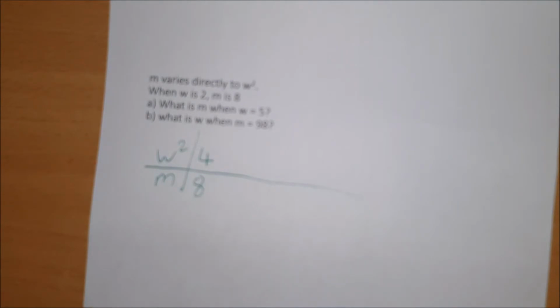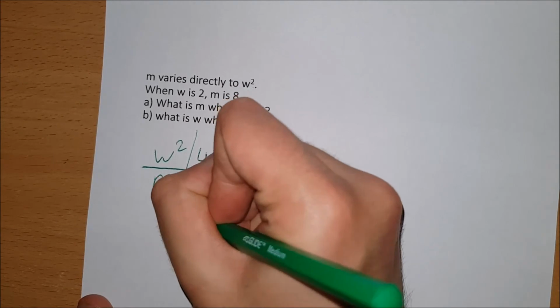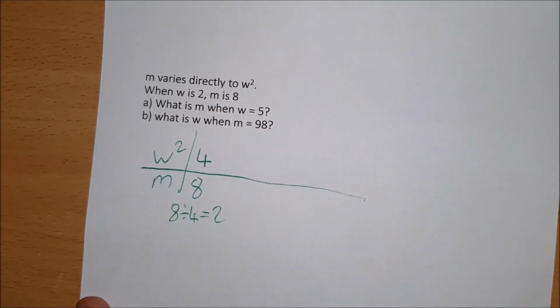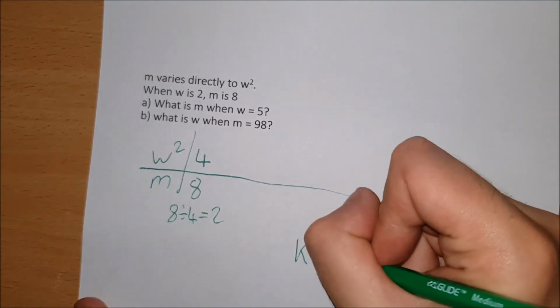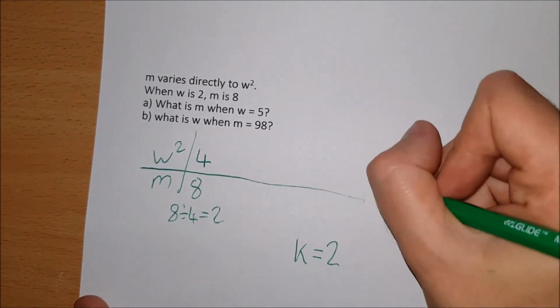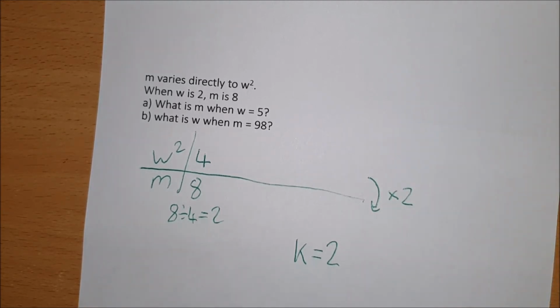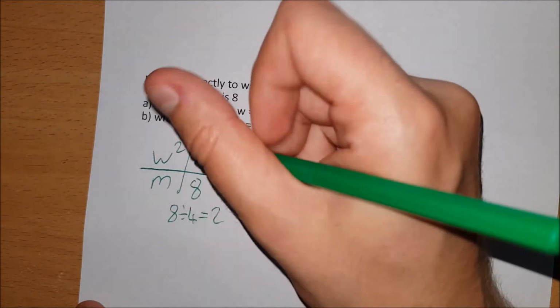Now we can find the link between them. The link between w squared and m will be 8 divided by 4, which is 2. So in this case, k is 2. And that will be the same for all of this question now. So whatever's in that top row, we times it by 2 to get the bottom row. So whatever w squared is, we times it by 2 to get m.